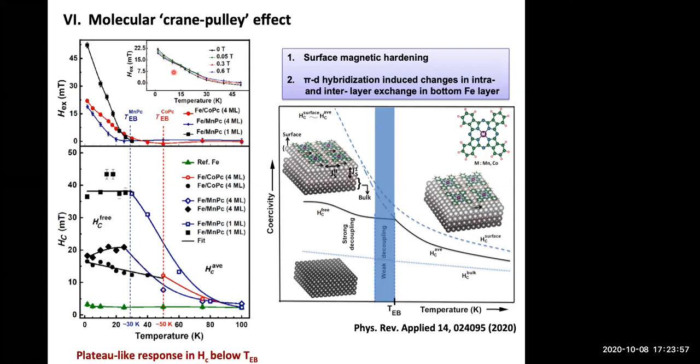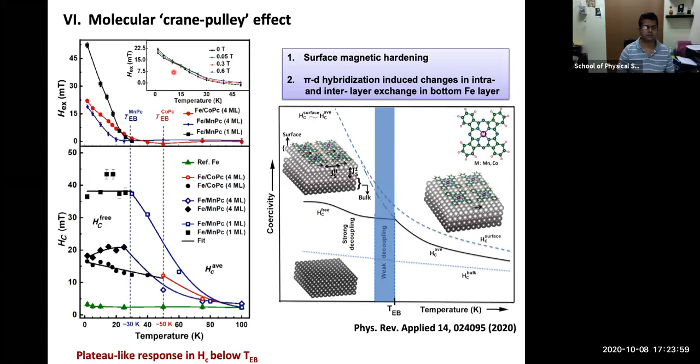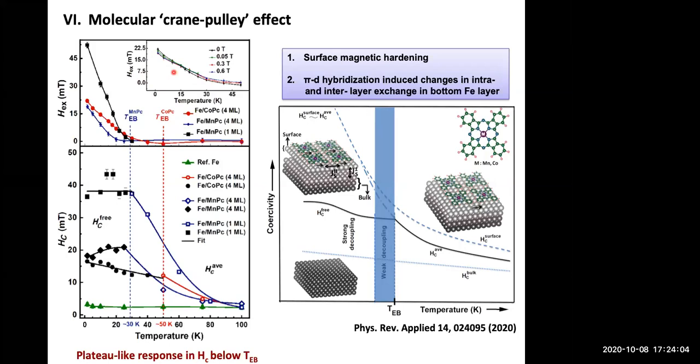There's hardly any change in the exchange. Okay, they're almost independent, which is what is surprising. And this tells you that actually the remnant magnetization within the bottom ion layer is enough to induce a strong exchange at the surface with the molecule.